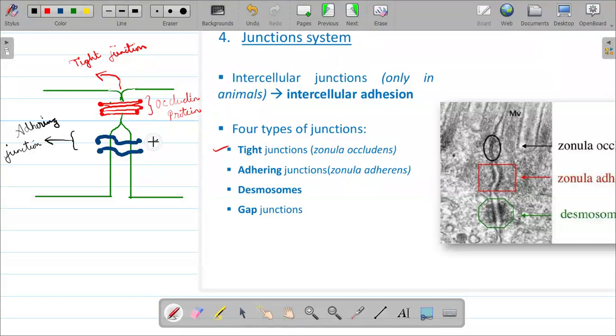cadherin protein. The protein which binds this adhering junction is called cadherin protein. Understood? Yes, sir. Next we have another one called desmosis.